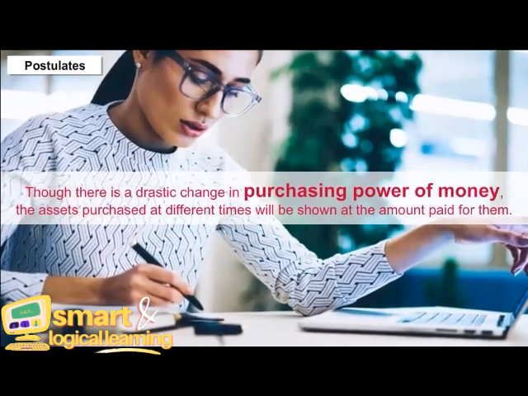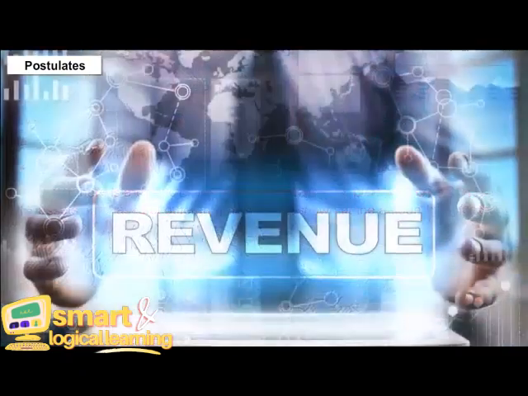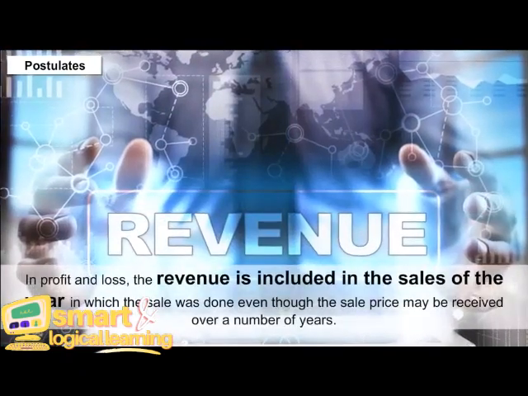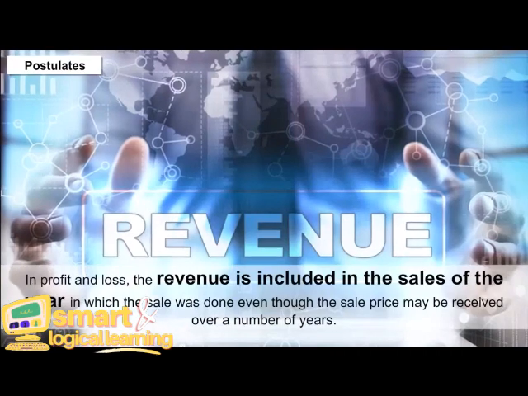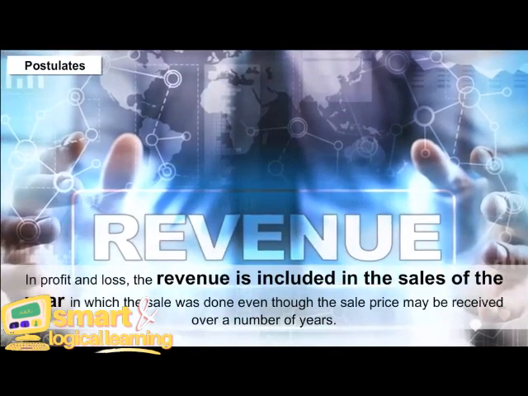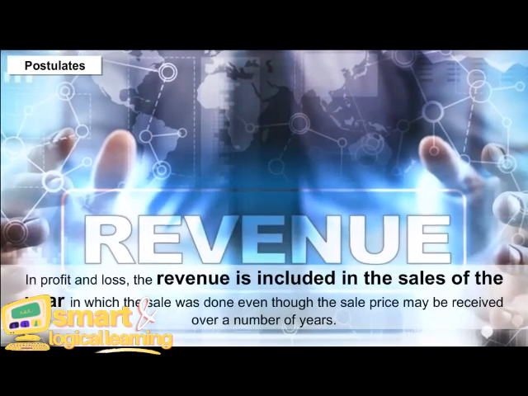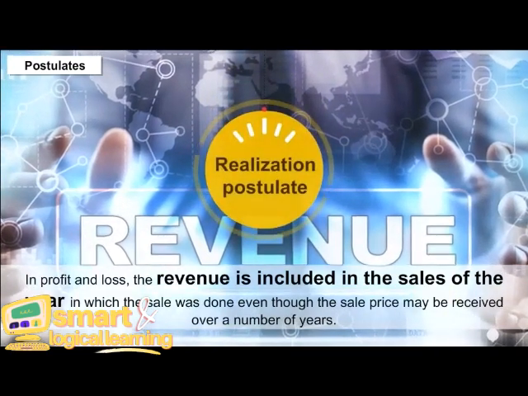The assets purchased at different times will be shown at the amount paid for them. In profit and loss, the revenue is included in the sales of the year in which the sale was done, even though the sale price may be received over a number of years. The assumption is known as realization postulate.